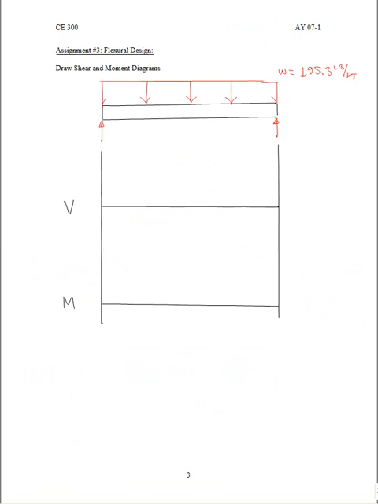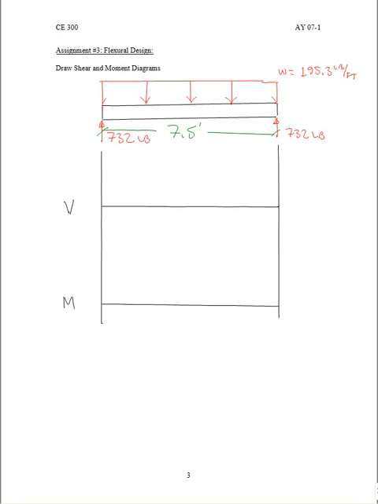Noticing that we have a symmetrically loaded beam, we know that the reactions at both ends are going to be equal in magnitude, and they will come out to be 732 pounds each, found by taking the distributed load of 195.3 pounds per foot times the total length of 7.5 feet, and half of that total load flows into each support reaction.